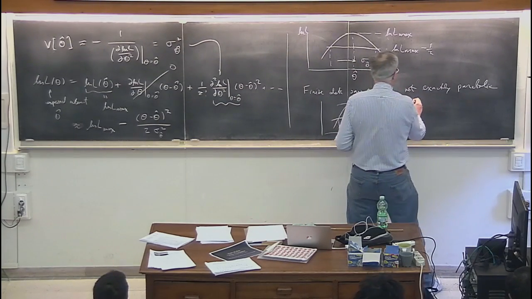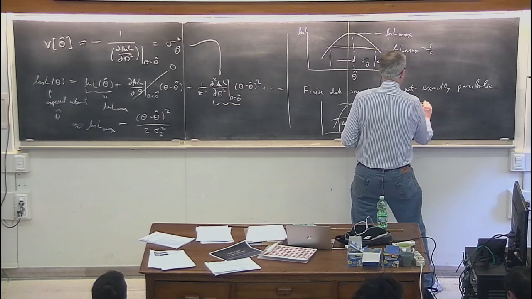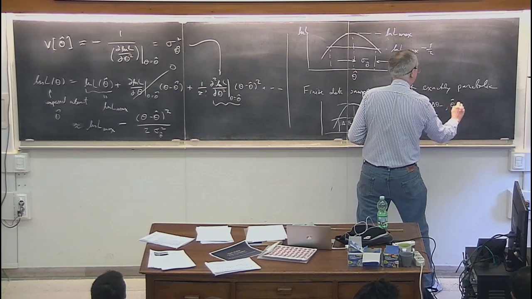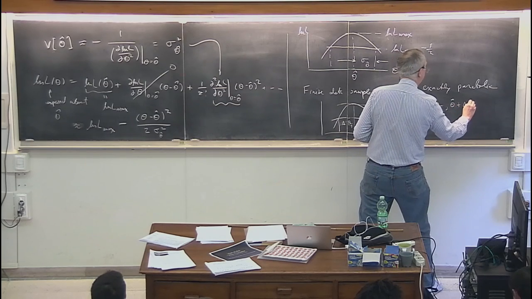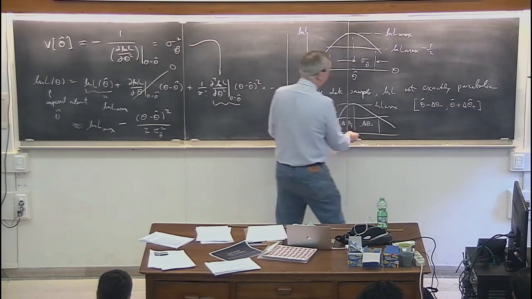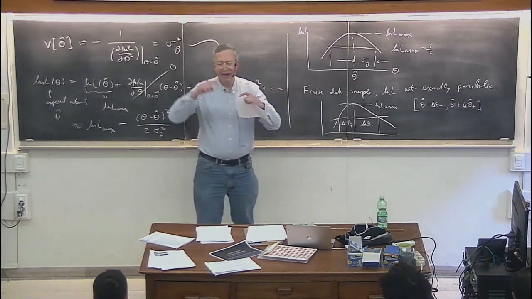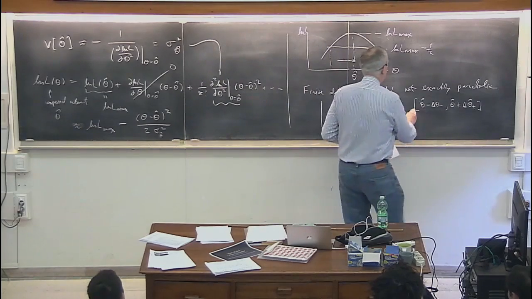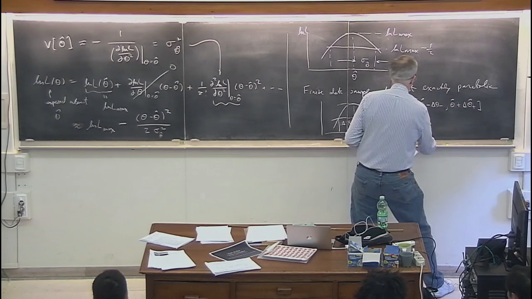So how could I write that? I'll take the interval from theta hat minus delta theta minus up to theta hat plus delta theta plus. And I will use that essentially as a way to report an asymmetric error bar on my measurement. And this interval is an example of what we call a confidence interval.